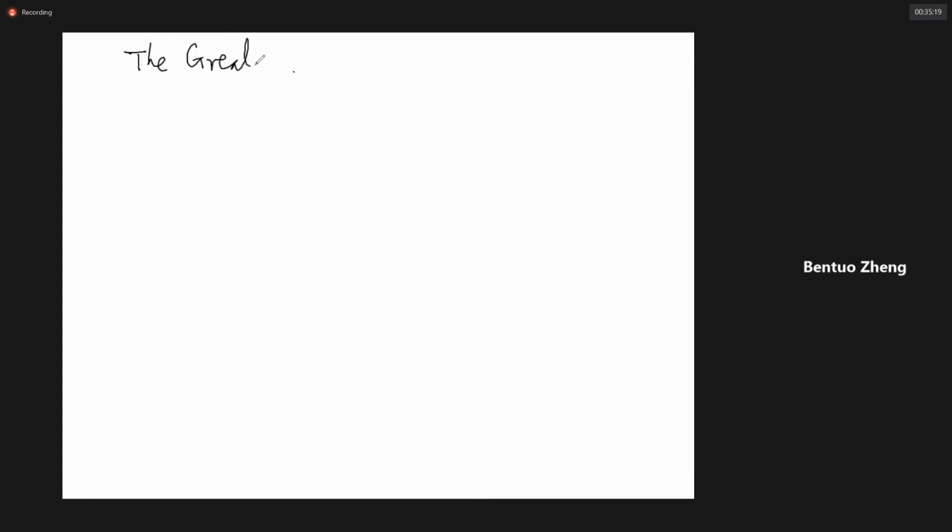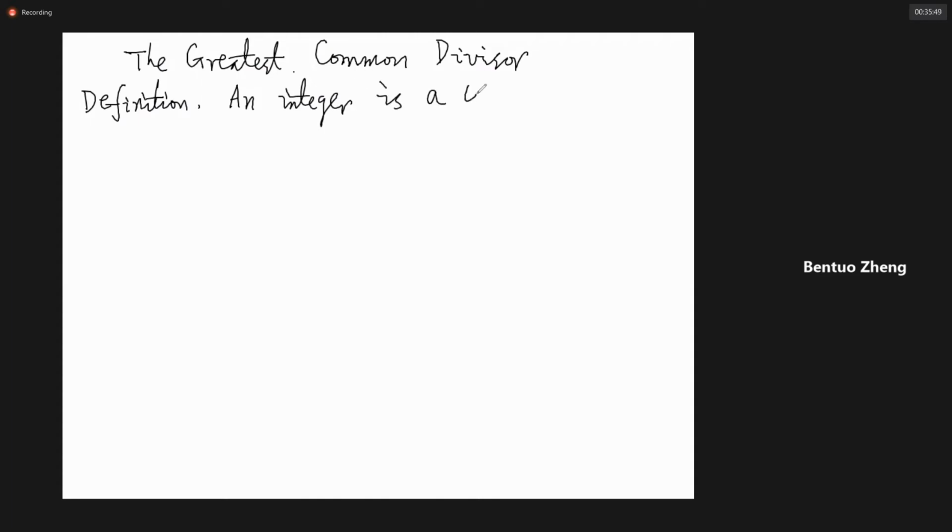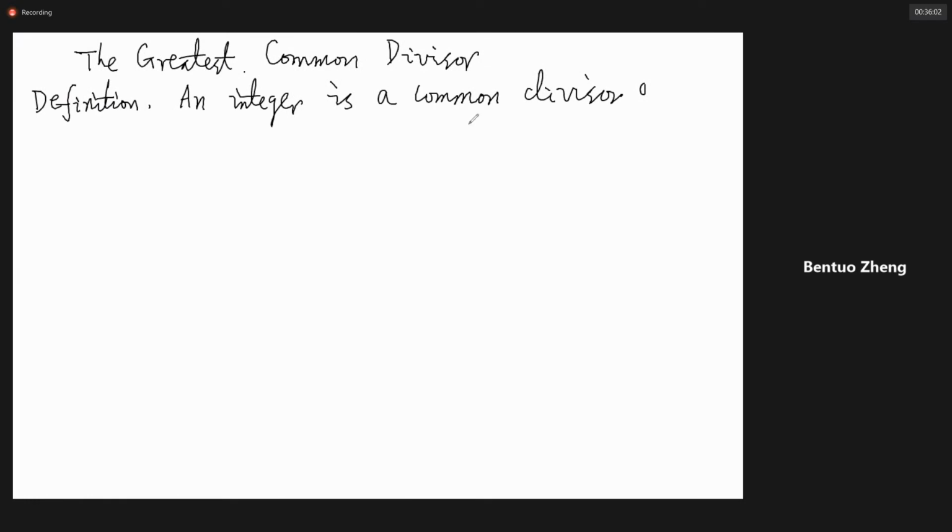So the greatest common divisor. So here is a definition. An integer is a common divisor of two other integers if it divides both of them.